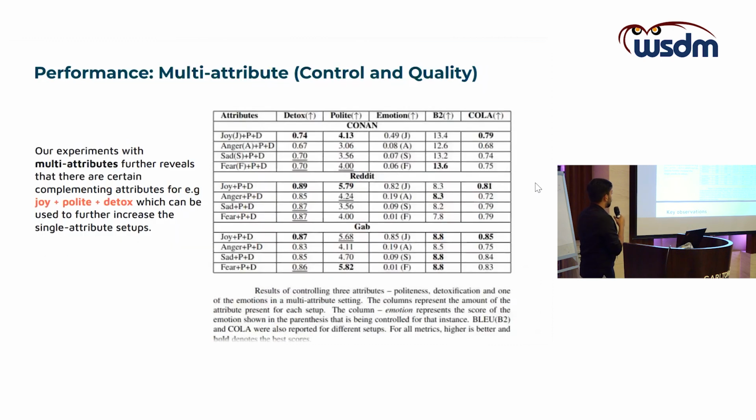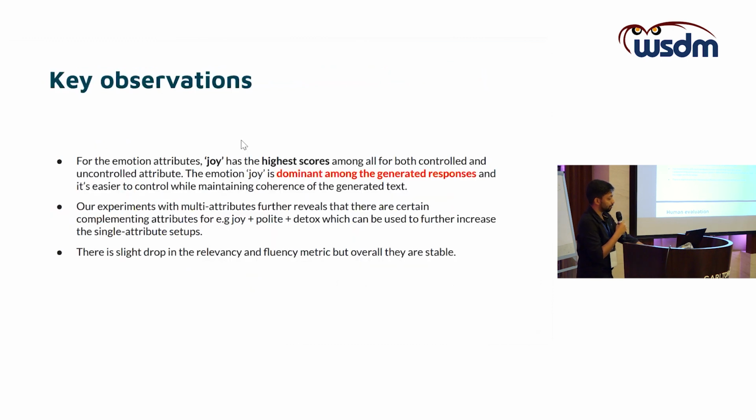When you use multi-attribute setups, we find that there are certain complementing attributes. Like if you see the first row of every data set, you will see that it actually improves upon the single attribute scores. So complementing attributes can be used to further increase the single attribute setups.